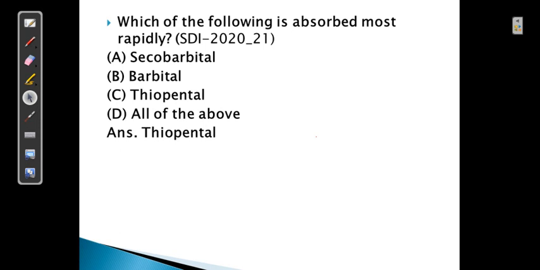Which of the following is absorbed most rapidly? Secobarbital, barbital, thiopental, or all of the above. The answer is thiopental, because of the thiol group in the structure of thiopental, its lipid solubility is increased, so it will get absorbed rapidly as compared to secobarbital and barbital.